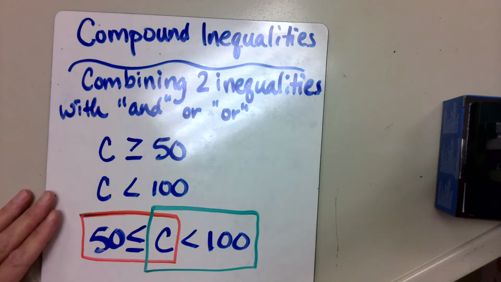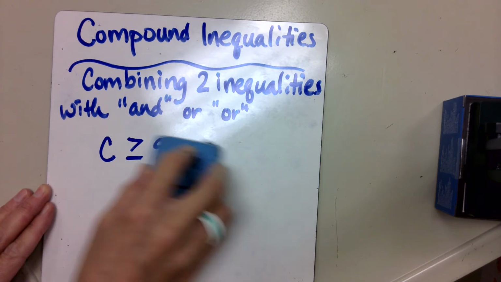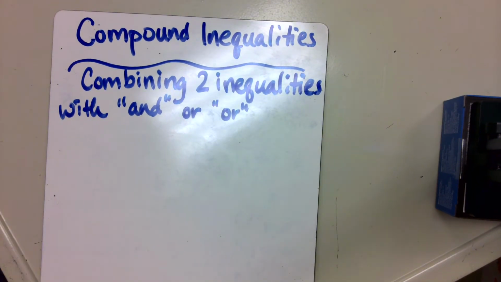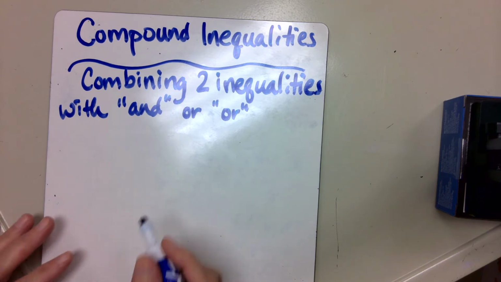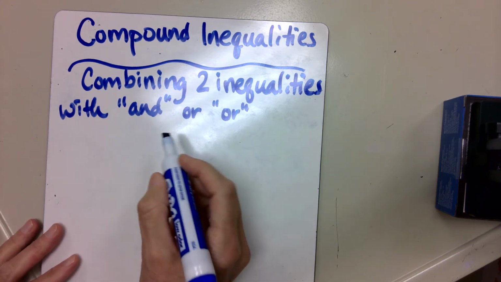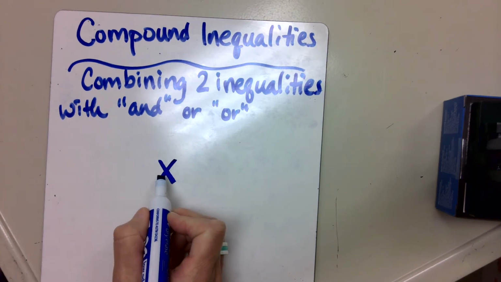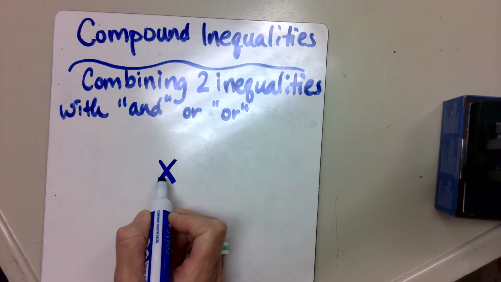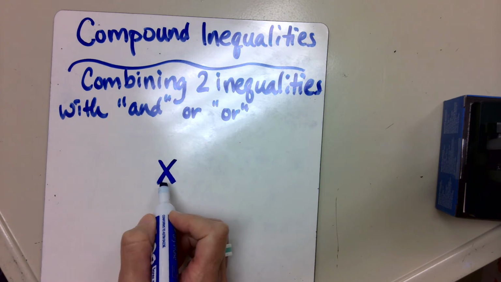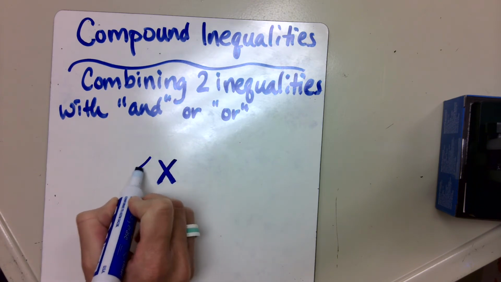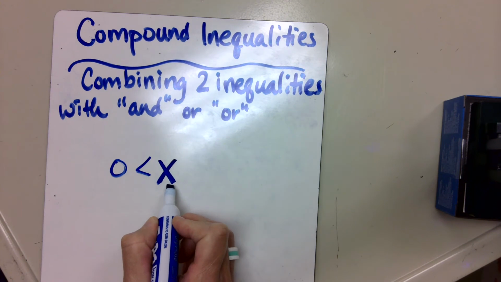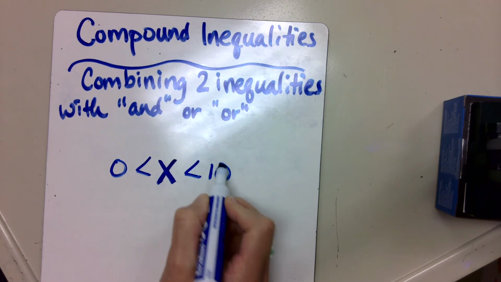Okay, so now let's try another one to give you another idea of how this works. Let's say the number that you need is more than 0 and it's also less than 10. So you can write it like this. Pick any variable, we'll pick x. We write it in the middle and we say x has to be greater than 0 and also has to be less than 10. So x is greater than 0 and it's also less than 10.